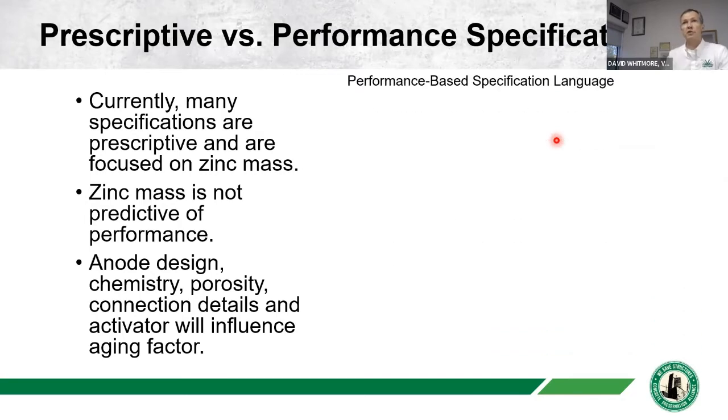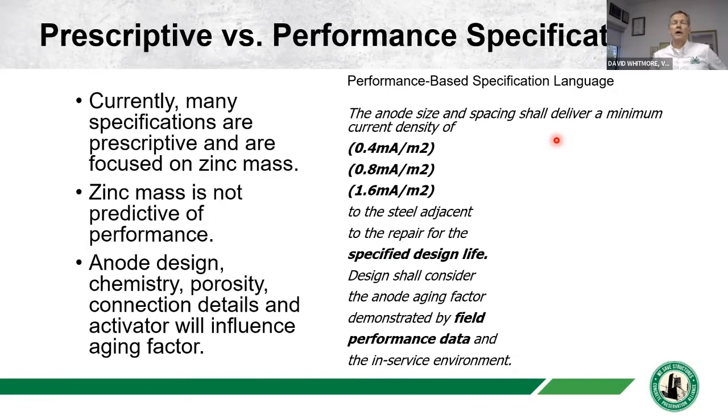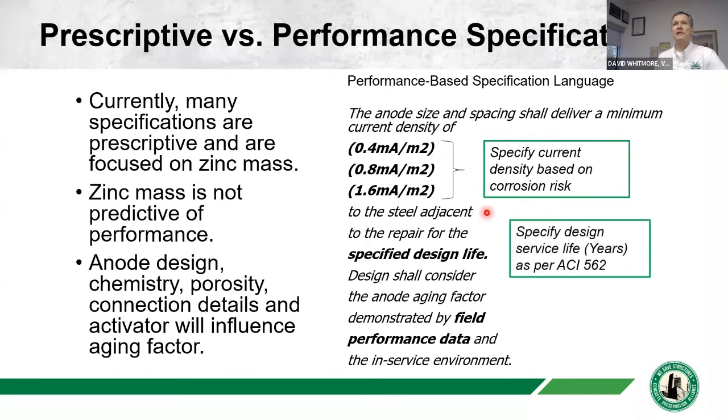So in terms of performance-based specifications, I think over time we'll see things move more in the direction where we have specs like this. Basically you're going to say, the anode shall deliver a minimum current density of some number, which you can select, but these are the 3 defaults that we've talked about already, to the reinforcing steel for the specified service life.